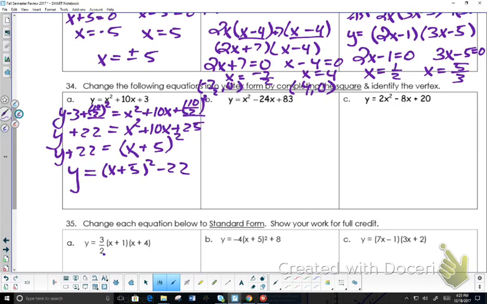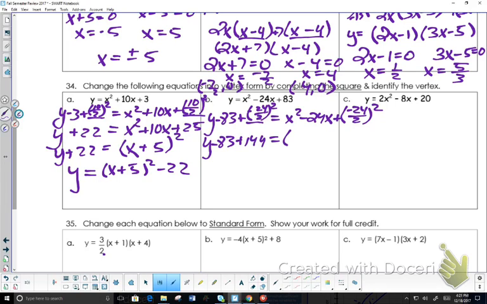Then we have the next scenario, once again, completing the square again. So y minus 83 plus blank equals x squared minus 24x plus negative 24 divided by 2 squared. What you add to one side, you got to add to the other side. So let's see, I got y minus 83. Negative 24 divided by 2 is negative 12. Negative 12 squared is positive 144. On this side, I get x minus 12 squared.